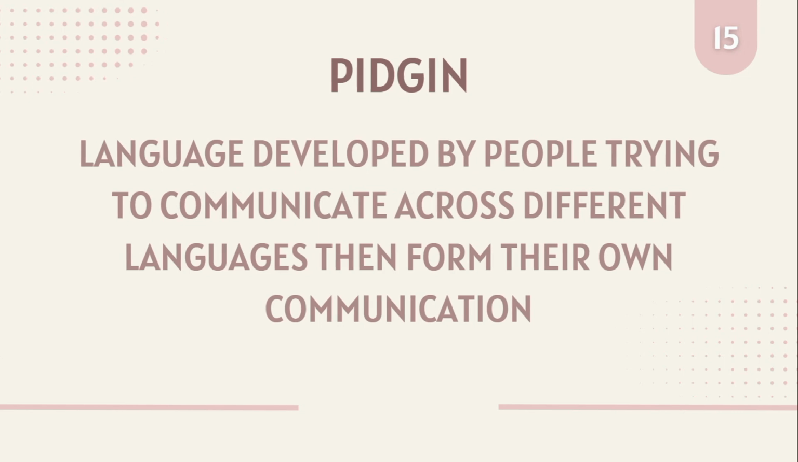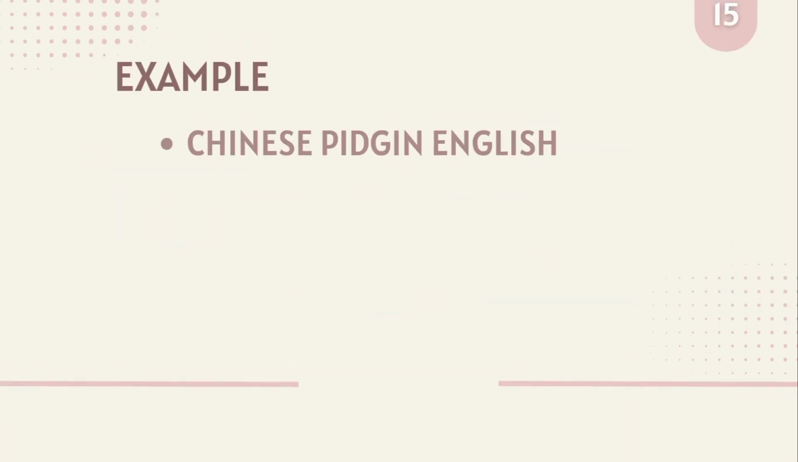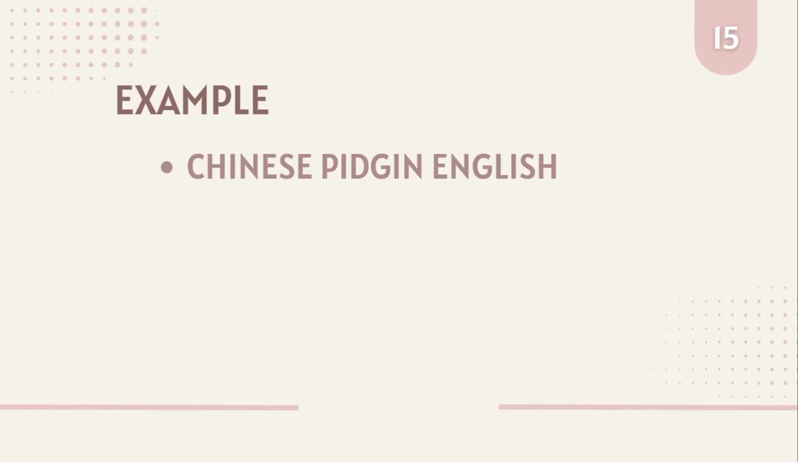Next is Pidgin. It is a language developed by people trying to communicate across different languages and form their own communication. An example of Pidgin is Chinese Pidgin English.